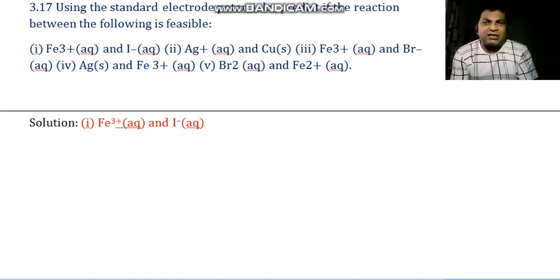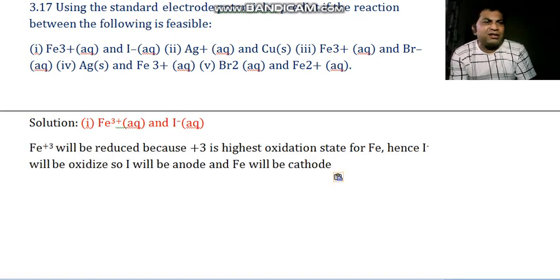I માઇનસ છે એ રિડ્યુસ પણ થઈ શકે અને ઓક્સિડાઇઝ પણ થઈ શકે. So my first point will be this, that Fe plus 3 will be reduced because plus 3 is the highest oxidation for Fe, and hence I minus will be oxidized. So I will be anode and Fe will be cathode. Simple. જે ઓક્સિડાઇઝ થાય છે એ એનોડ બનવાનું છે અને જે રિડ્યુસ થાય છે એ કેથોડ બનવાનું છે. તો Fe will be cathode.